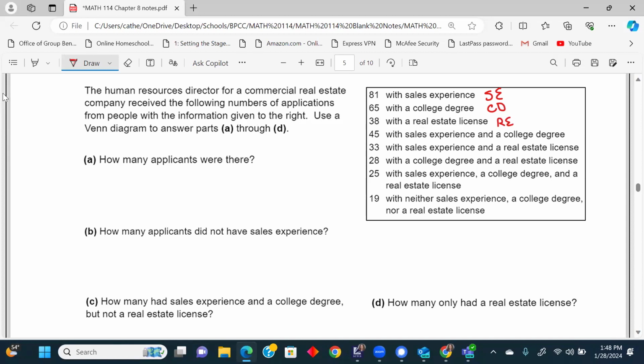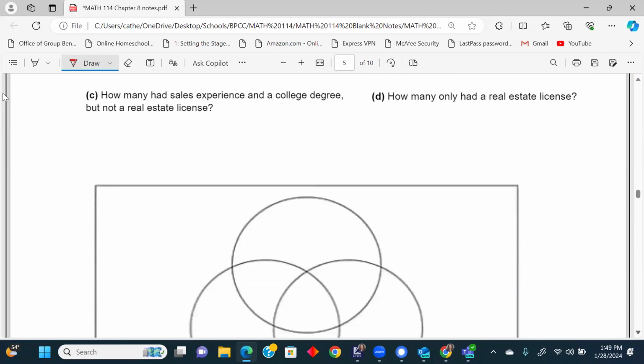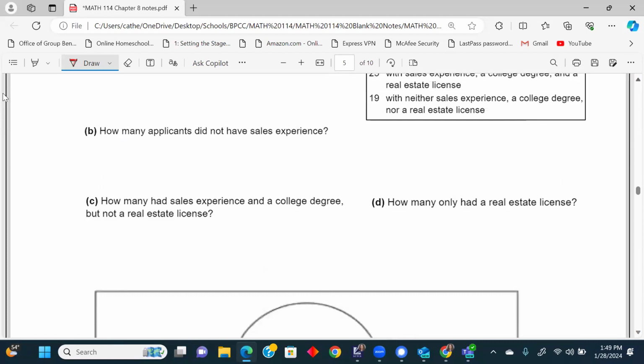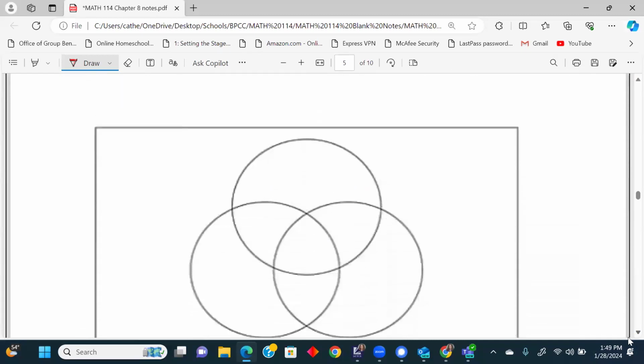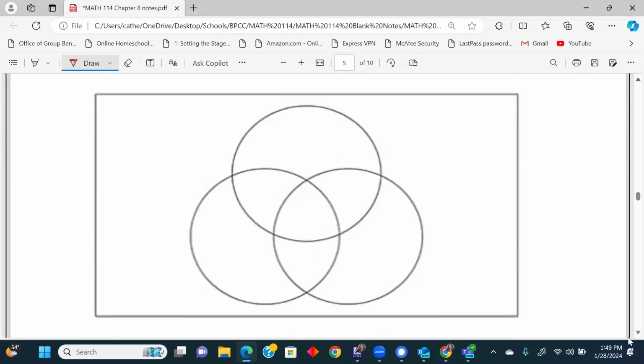Okay. So this is going to be a 3 circle diagram. And actually, let me get, I don't have my print copy of this. So I'm going to take a picture real quick. All right. So let's go down to this Venn diagram. I just stole this off the internet. So we have sales experience. I'll just put sales.